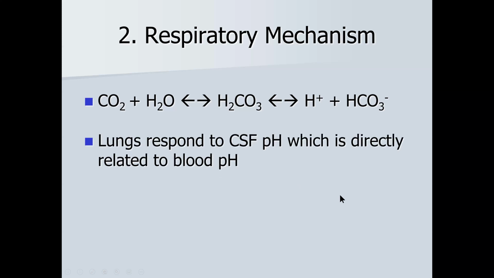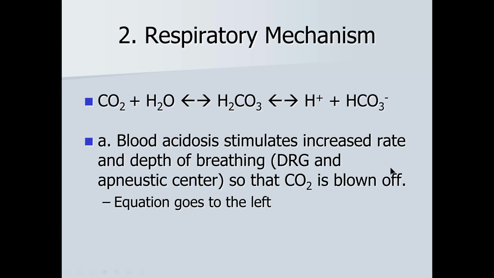Lungs respond to cerebrospinal fluid pH, which is directly related to blood pH. So this is the response. It's to CSF pH. We're not responding to blood pH, but they're directly correlated, okay? Blood acidosis stimulates increased rates and depths of breathing, so that CO2 is blown off. So if you hyperventilate, say you're acidotic. Or say you are in a coma and we test your blood and you're acidotic and you're on a ventilator, we're going to increase the rate of the ventilation to blow off CO2, okay, to blow off CO2.